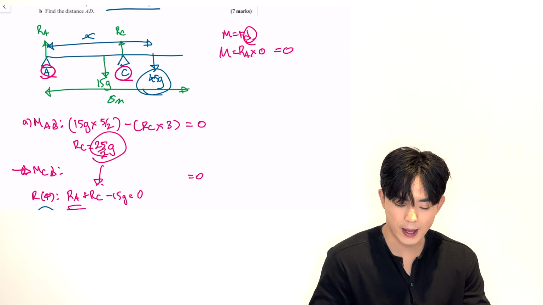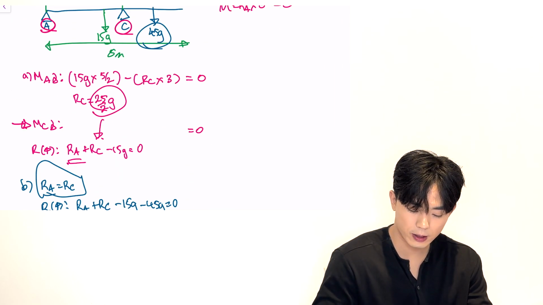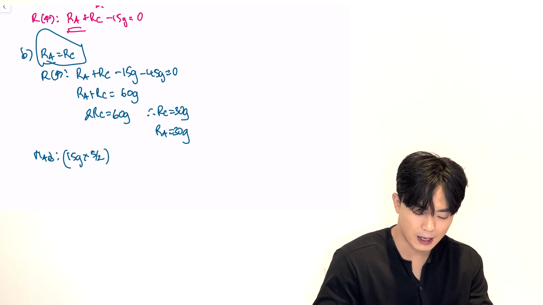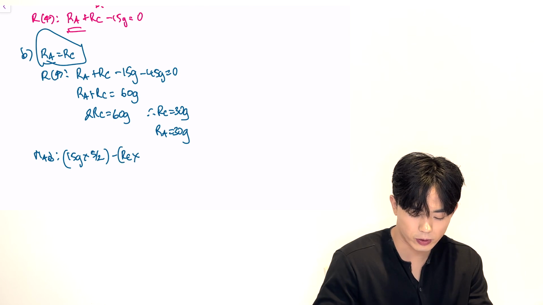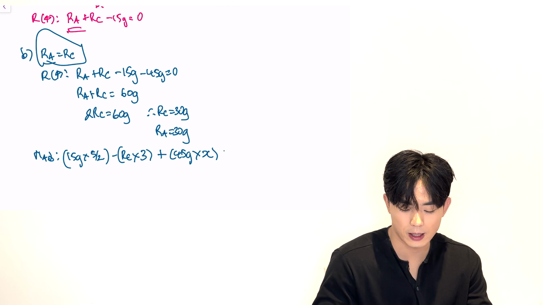So I'm going to do moments about A, okay? So moments about A. Remember we have the 15G here times the distance, so 15G times the distance, which is 5/2, minus RC times the distance, which is 3, plus this 45G times the distance we're trying to find, X, like so.